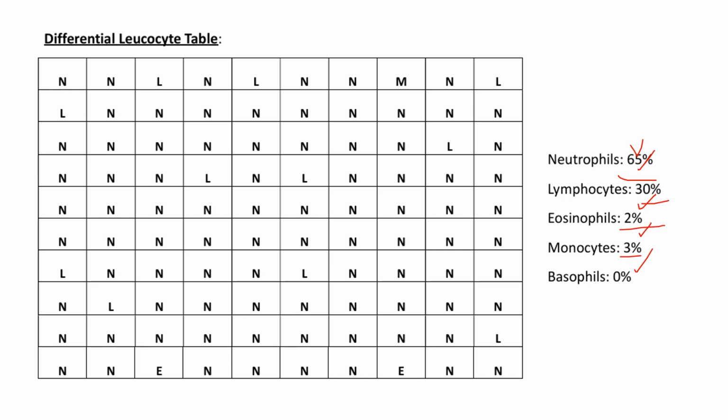And one, please remember this: when you draw this box and when you write these things, please make sure they all add up to 100. So 65 plus 30 is 95, 95 plus 2 is 97, and 97 plus 3 is 100.